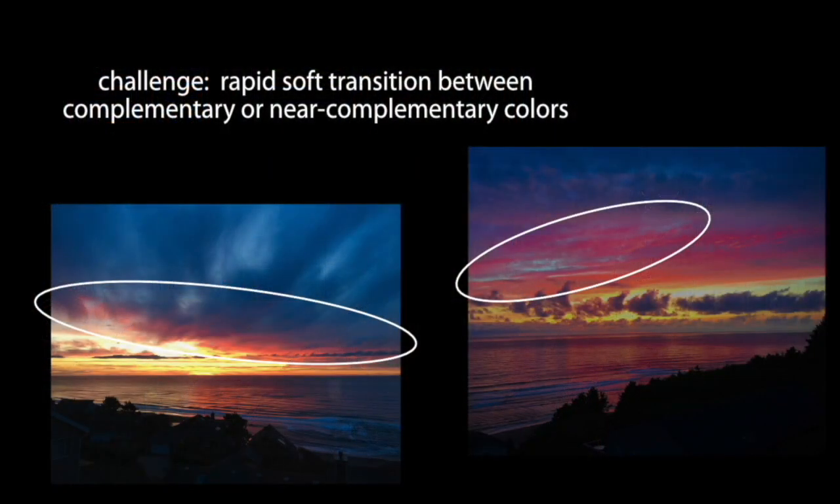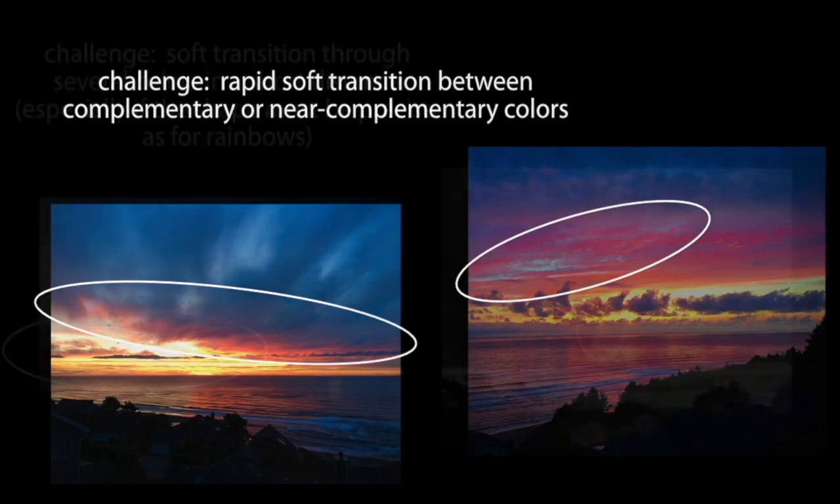These two photos have a rapid soft transition between complements or near complements. Soft transitions that occur over a short distance between colors that are complements or near complements, such as the orange and the bluish gray here, or the red-orange and the turquoise. When you're working wet in wet, it's both difficult to control the distance over which the colors are moving and the amount of mingling that occurs between them, and if they mingle too much, you may wind up with grays or browns in your sky that you didn't want.